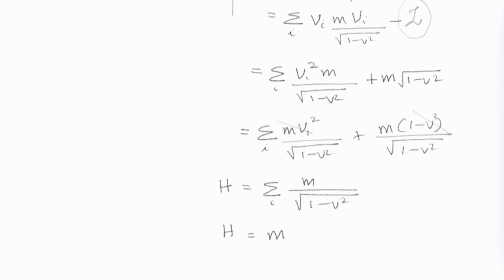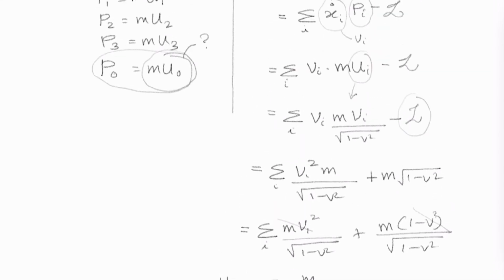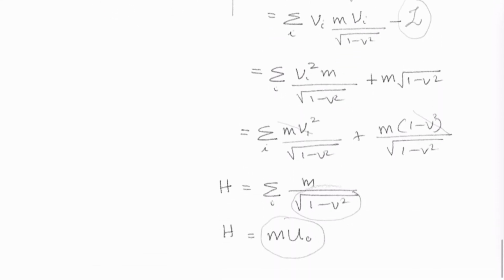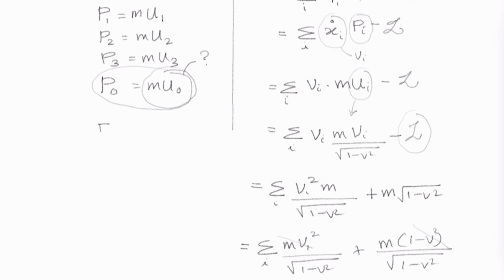So what is 1 over square root of 1 minus v squared? We know what this is. This is u naught. So the Hamiltonian is m u naught. So m u naught is the energy. P naught equals m u naught. The momentum along the time axis is nothing else but the energy.